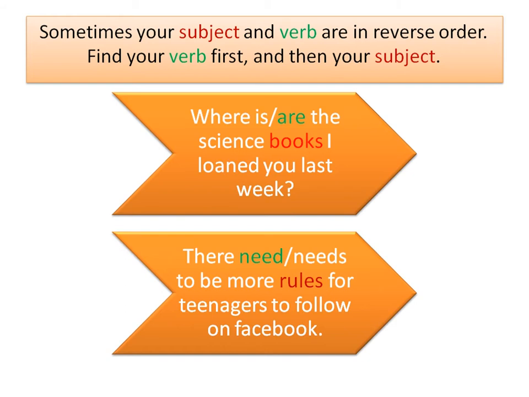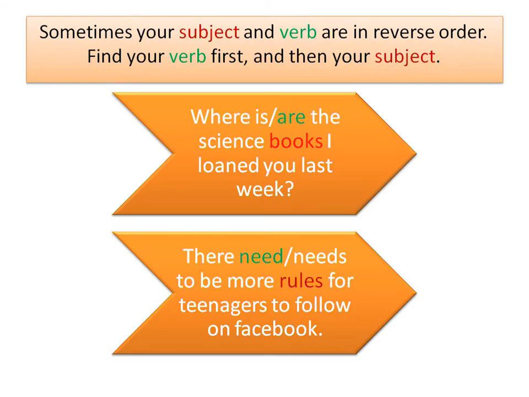There need or needs to be more rules for teenagers to follow on Facebook. Here we know that our verb is need or needs because that's what we're asking to choose. What do there need or needs to be? Well, there need to be rules. So rules is our subject. Rules is plural, taking the pronoun they, so they need.